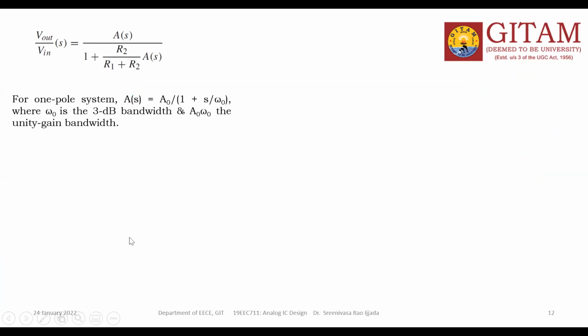Next. After substituting the A of S value in this equation, A of S is nothing but A naught by 1 plus S by omega naught. So by 1 plus R2 by R1 plus R2 into A of S, that means A naught by 1 plus S by omega naught. Numerator and denominator should be divided with R2 by 1 plus R2. Then what will you get?